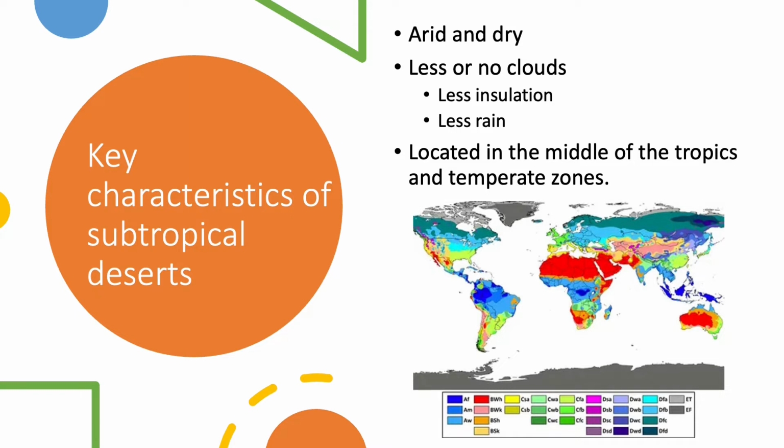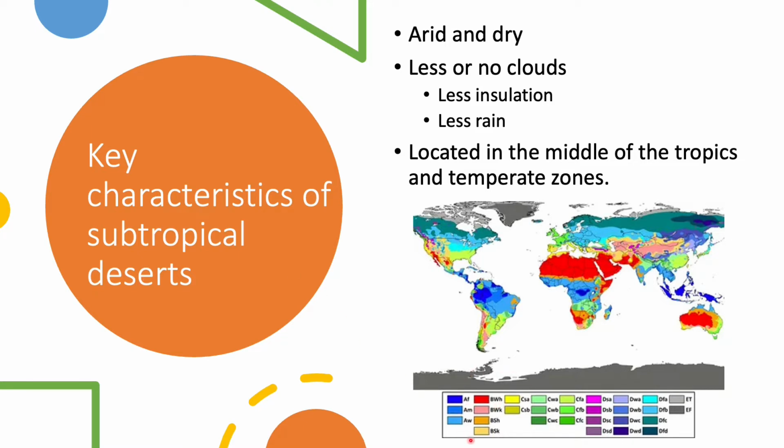The key characteristics of subtropical deserts. In the Köppen climate classification, which in this map shows the letter key codes that represent all of the biomes, subtropical deserts are denoted as BWH, B standing for the B group of dry climates, W standing for deserts, and H standing for subtropical.